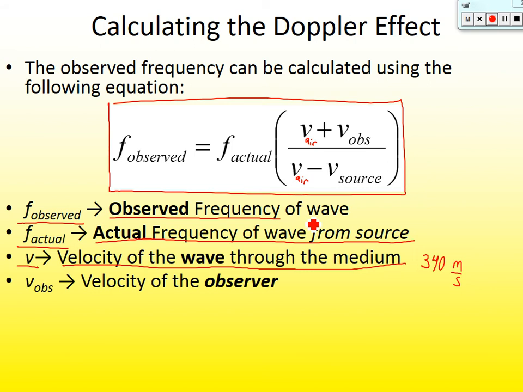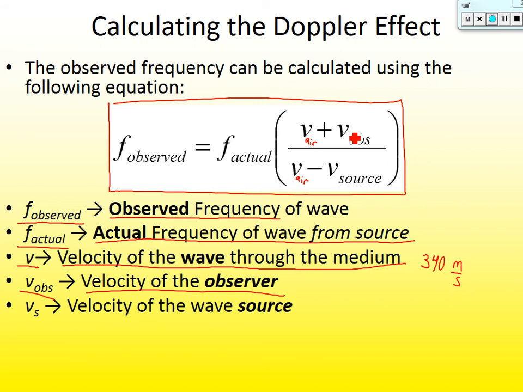Our next variable, v_obs, is for the velocity of the observer. So this is how fast the observer is moving. Maybe the observer is also moving and the source is also moving. Well, the velocity that the observer is going, you'll plug in right here. Vs, which you see right here, is the velocity of the wave source. So whatever is causing the wave or the sound, if it's moving, it's going to have a velocity. And you'll plug that in right here.